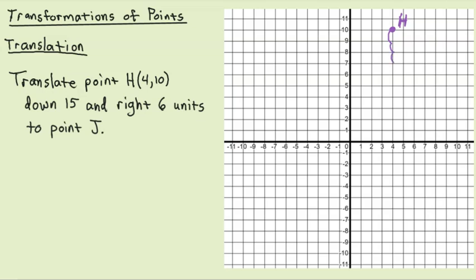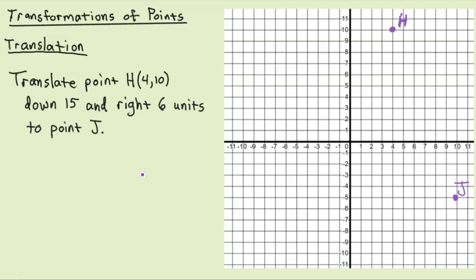1, 2, 3, 4, 5, 6, 7, 8, 9, 10, 11, 12, 13, 14, 15. Okay, so that's to here, that's to right here. Then to the right 6. 1, 2, 3, 4, 5, 6. And so this is our new location. That is point J. That is a translation down 15 and to the right 6. Okay, that's all translation means.